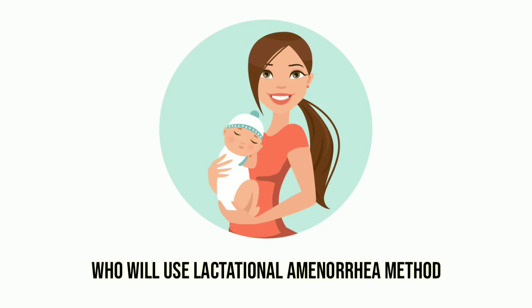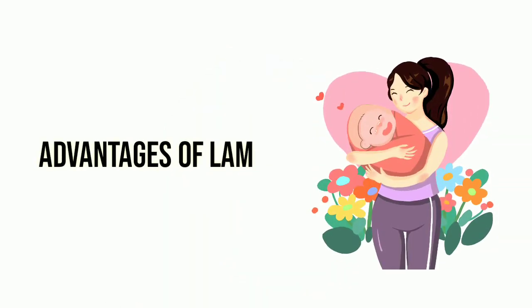Who will use LAM? Within 6 months postpartum, amenorrhea, fully or nearly fully breastfeeding at least 85% of the time. Advantages of LAM. Universally available to all breastfeeding women. At least 98% effective. Protection begins immediately postpartum. There are proven health benefits of breastfeeding for mother and infant. No commodities or supplies required. LAM can be used temporarily while a breastfeeding woman decides what other method of contraception to use.